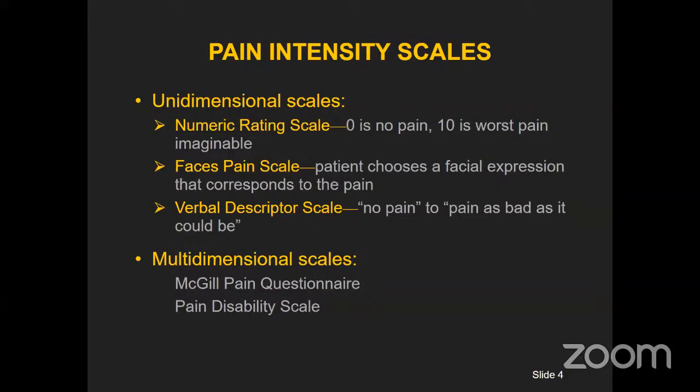Faces pain scale: the patient chooses the facial expression that corresponds to the pain. This is particularly for patients who cannot talk or speak well, or have language or sensory impairment. So the faces scale may be the best choice because it relies on pictures rather than words or numbers. Verbal descriptor scale: from no pain to pain as bad as it could be. Multidimensional scales include the pain questionnaires and the pain disability scale.